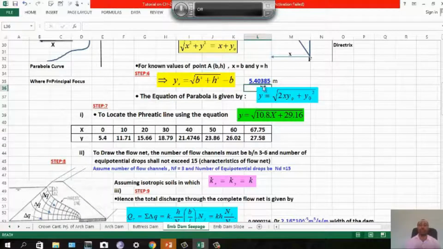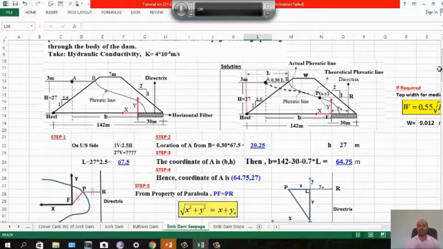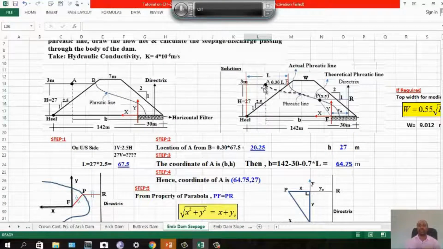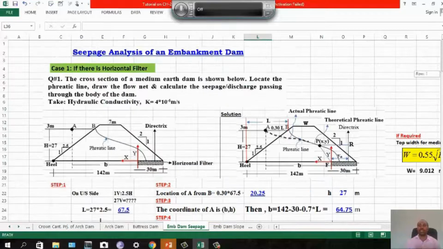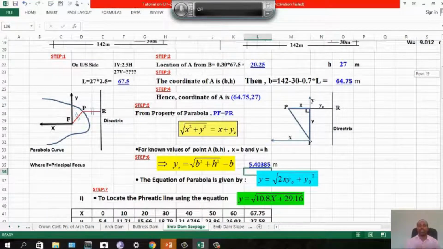If you substitute y naught into this equation, you get the square root of 10.8x plus 29.16. To locate the phreatic line, you take coordinates for x equal to 0, 10, 20, up to the b value. So this is the b value, and up to the b value you can plot later on. So this is just plotting. Now you can calculate.